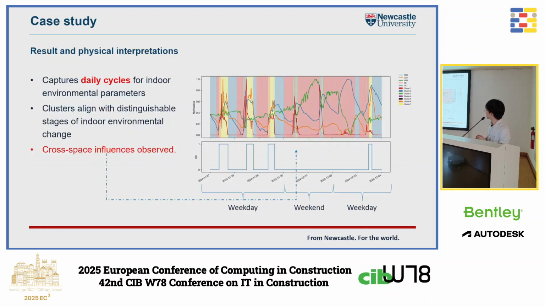I can show you the color coding of my results. You can see it's easy to see the daily cycle or the weekly cycle of indoor environment parameters. The results align with the distinguishable stages of indoor environmental change. And also, if we focus on the weekend, we can find there's no one here, but there's a cluster 3 or 2 showing the influences from another space, which means that cross-space influences have been observed.